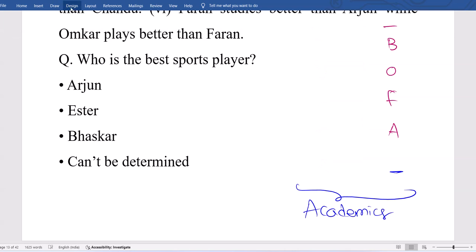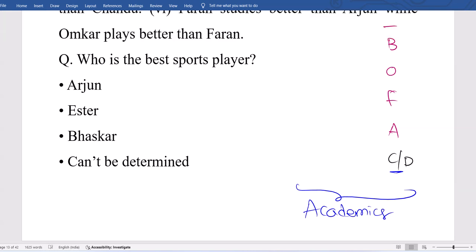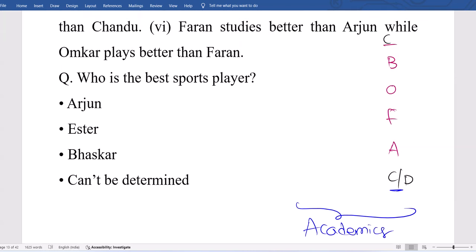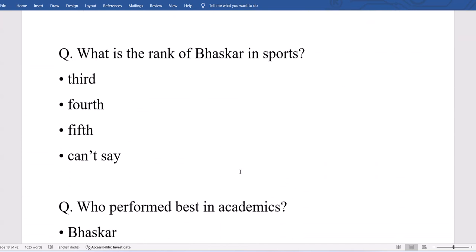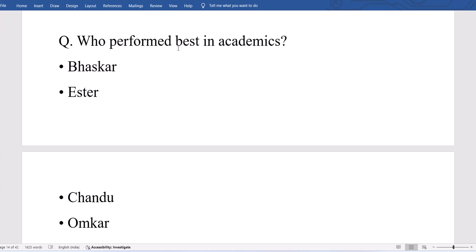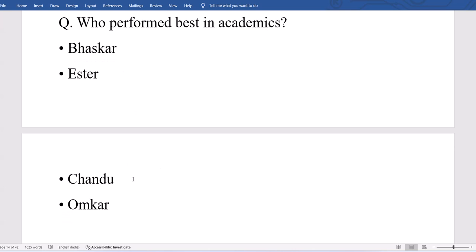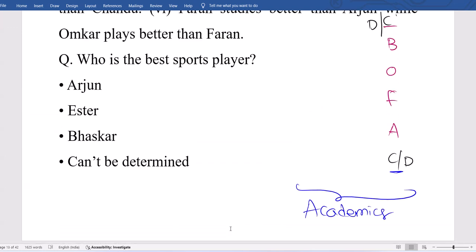So as per academics, it can be C or D. This is also C or D. Let us wait for that, which is at the bottom. We will decide whether it is Chandu or not. What is the rank of Bhaskar in sports? That we don't know. Who performed best in academics? Here, what options are available? Best in academics, Chandu, because we have only those two left over.